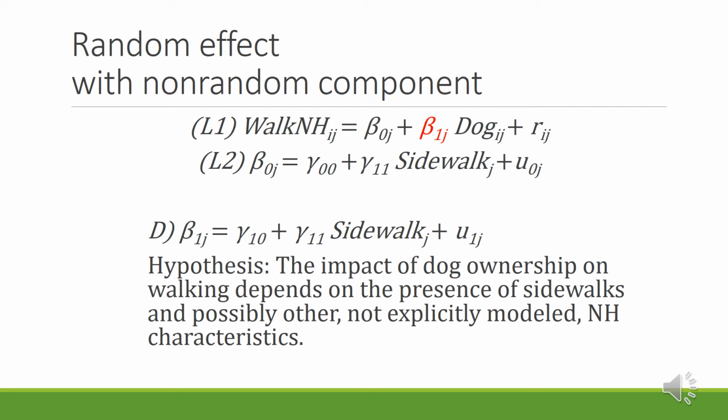And now we hypothesize that the impact of dog ownership on walking depends on the presence of sidewalks and possibly other neighborhood characteristics that are not explicitly modeled. So now we have the U1J in here again, but we also have the moderator of the sidewalk condition in this model.